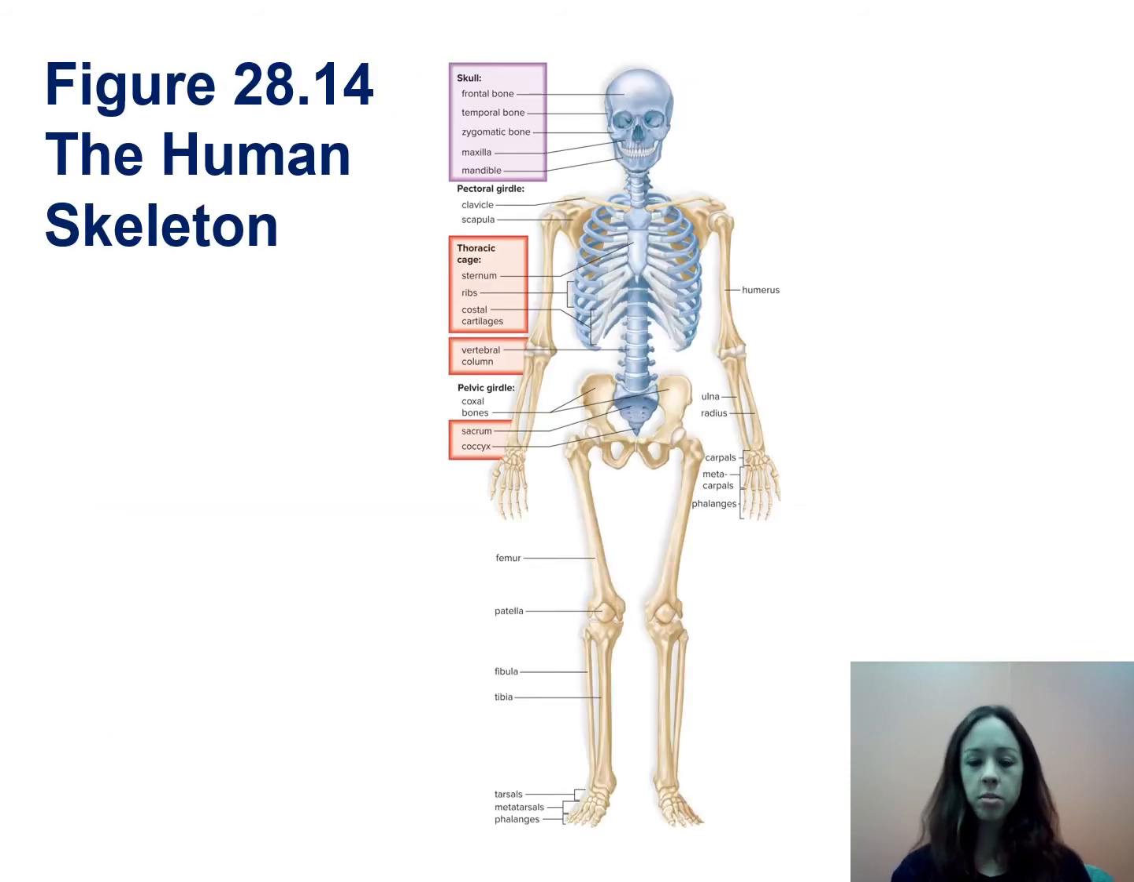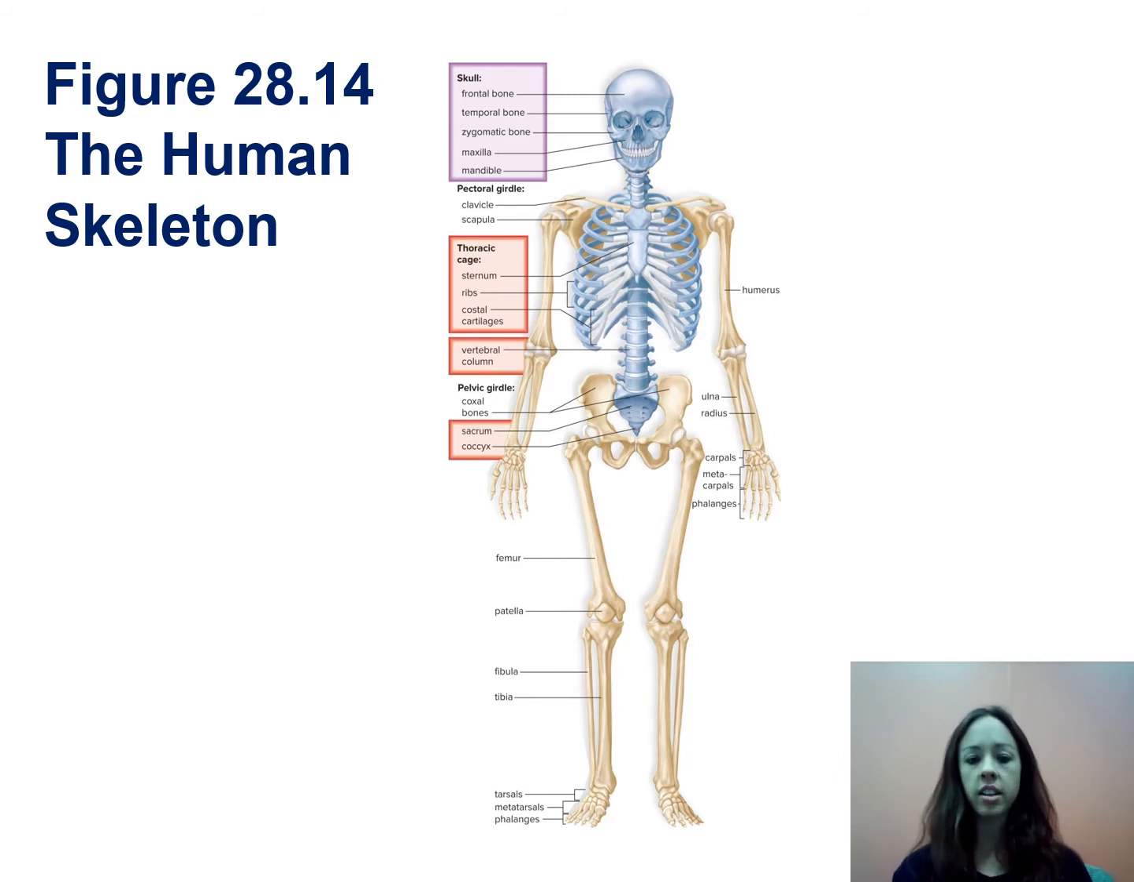The blue bones represent the axial skeleton. It consists of the cranium, the zygomatic bone, also known as the cheekbones, and the maxilla and the mandible, which are the upper and the lower jaw bones. The sternum, ribcage, and the vertebral column are also part of the axial skeleton.